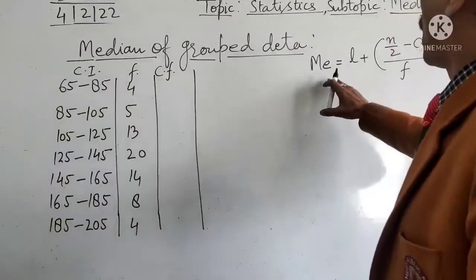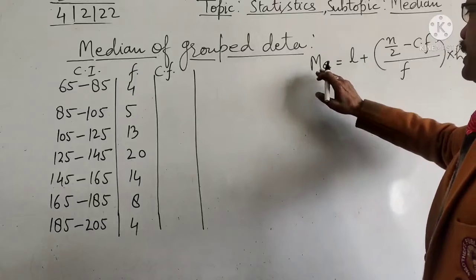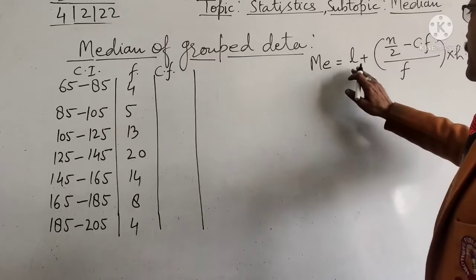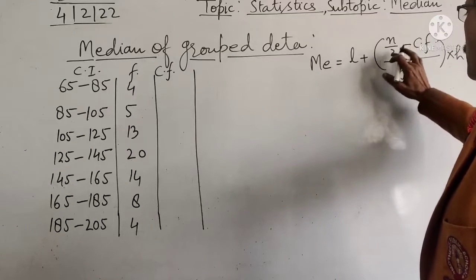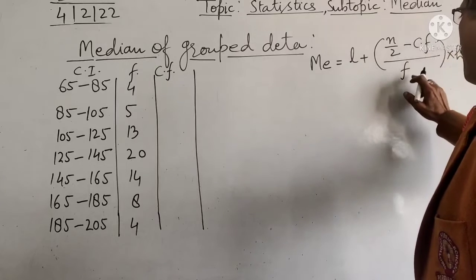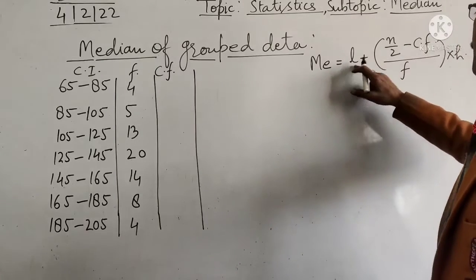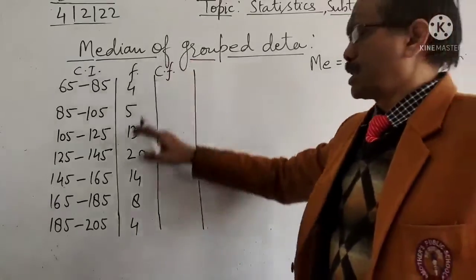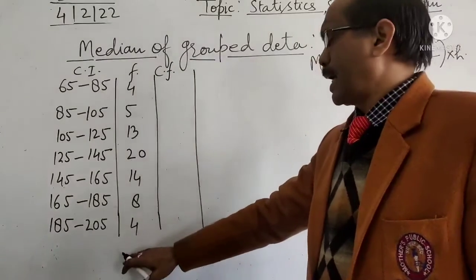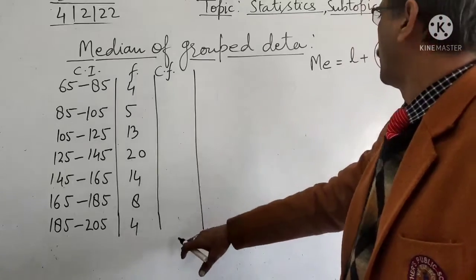Now, this is the formula of the median. Median is represented by M. It is L plus (N by 2 minus CF) upon F, into H. L is the lower limit. N is the sum of frequencies, and its half is N by 2.